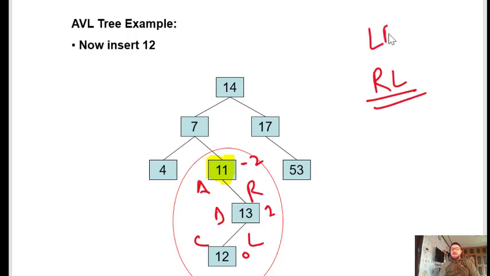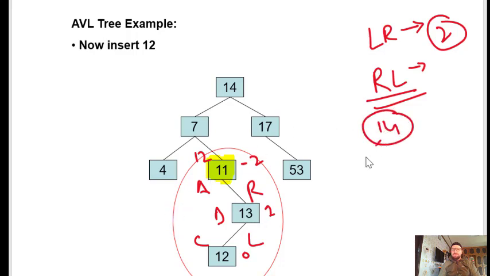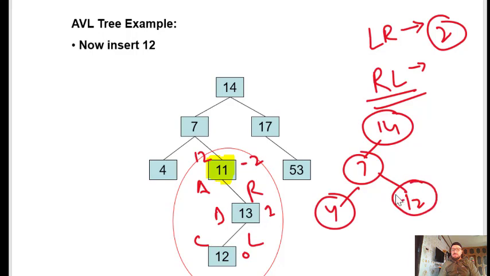For RL and LR, I told you, either it is LR or RL, you have to go two rotations or you can do it single. If you go the direct way, you make A and B children of C. So 12 will come here instead of 11, and 11 will go to the left. So it will be like this: 14, 7, 4. Then 12 will take the place of 11. Make C the father of both A and B. So 11 will go here, and for B, 13 will go here. So it will be balanced like this.